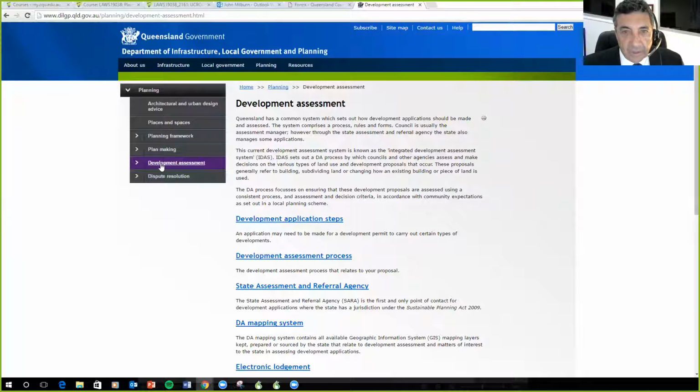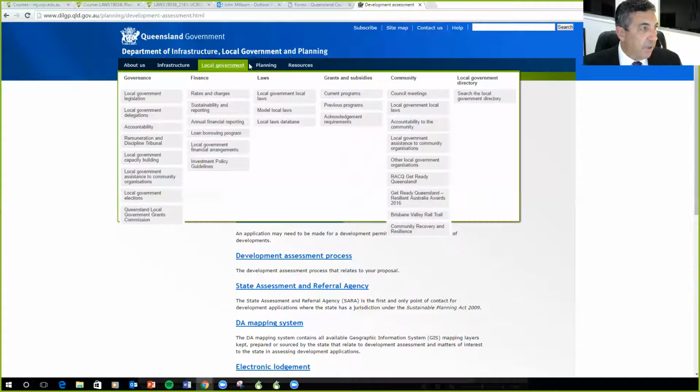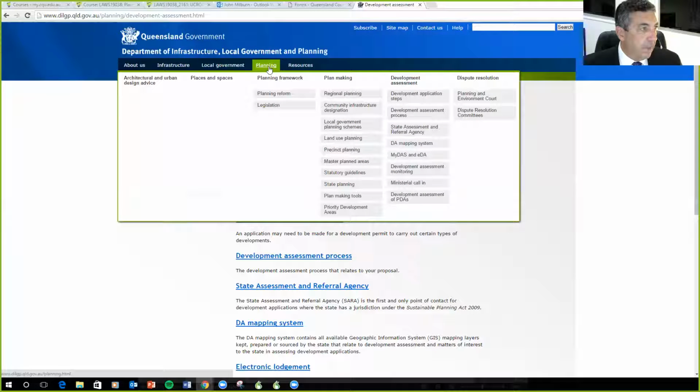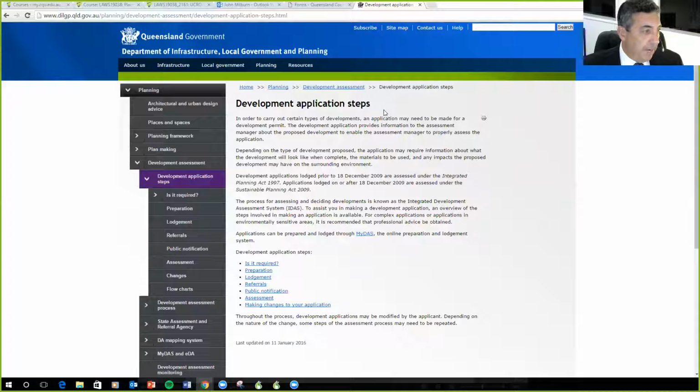We'll get there, sorry. So development application steps. Perhaps if I go up this way. You've probably seen it already, it's just that I can't get to it. So development application steps, I'll try again, and flowcharts. So it's down here, that's right, so we'll get to it that way.